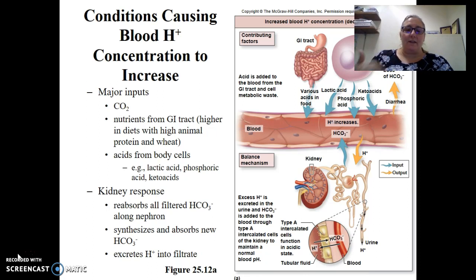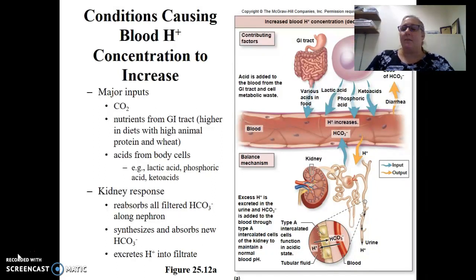If we have a lot of carbon dioxide in our system. So people that have trouble breathing, that have emphysema and can't push the carbon dioxide out, are going to have more acidic blood. And so they're going to have to use the renal buffer system and chemical buffers to help decrease the acidity of their blood.